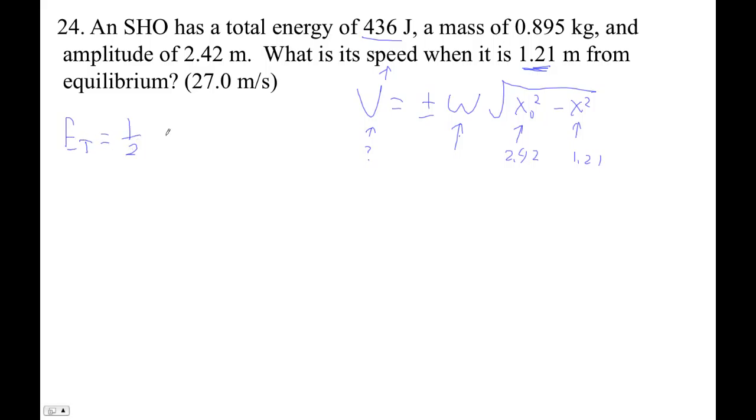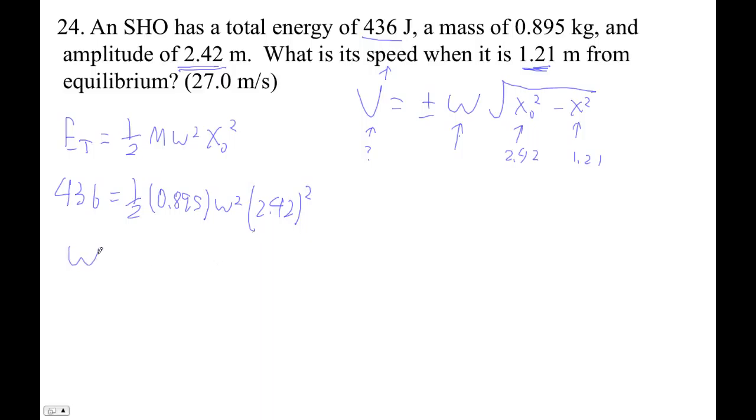So total energy is 1/2 m omega squared x naught squared, right? So 436 is 1/2 times 0.895 times omega squared times 2.42. That's my amplitude, right? All right, so let's find omega. Here we go. 436 times 2 divided by 0.895 divided by 2.42 squared.